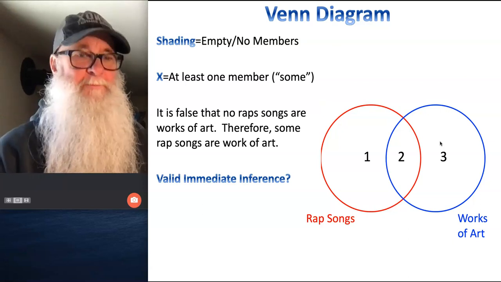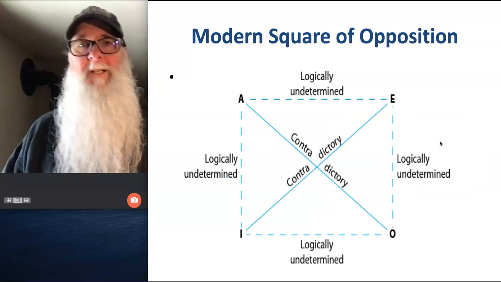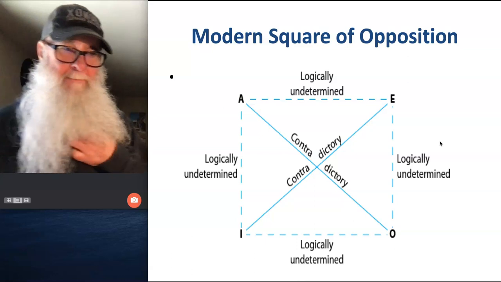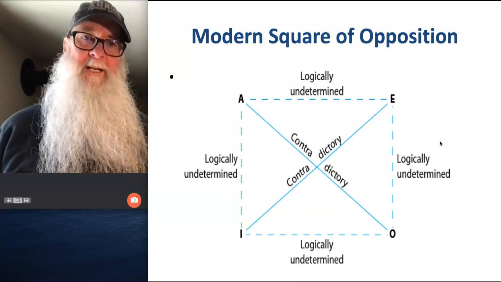So what do you do? Well, what you do is you say hello to your new friend. Here's another tool you get to put in your logic toolbox. It's called the modern square of opposition, and I'm going to explain here exactly how it works.